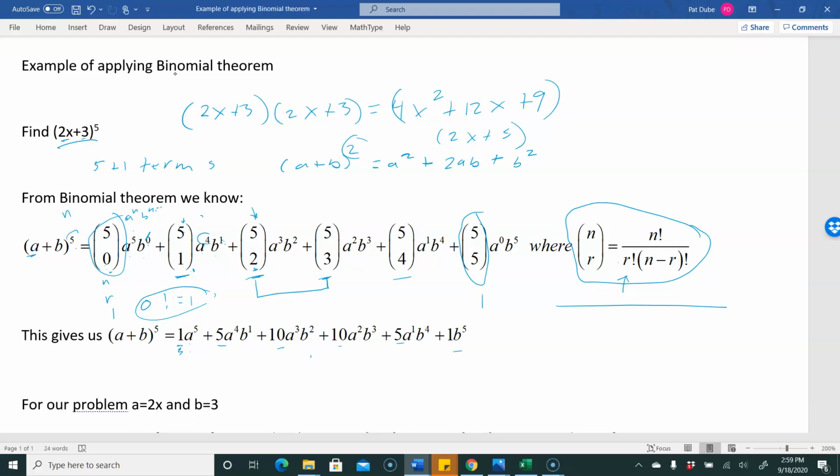Now b to the 0 is a 1. A to the 0 is a 1. So I just left them out in these end terms. And you can now see the pattern. But I need to find, I found (a plus b) to the fifth. I need (2x plus 3) to the fifth. So 2x is a, and 3 is b for my problem.